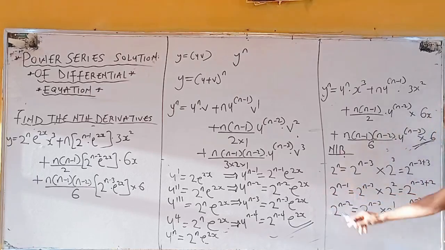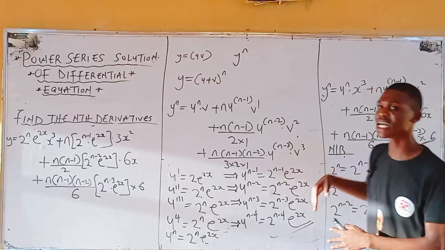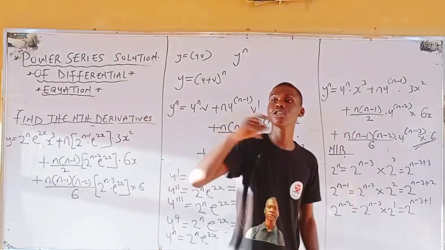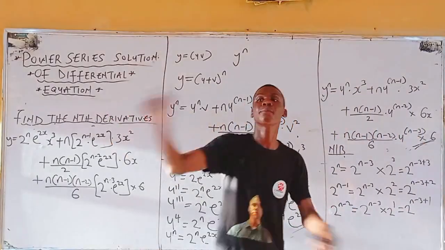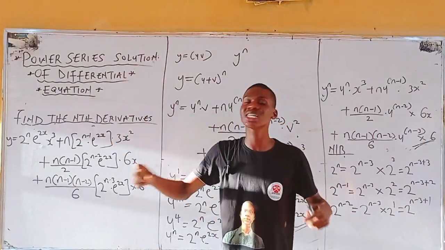Likewise, the last one, which is 2 raised power of n minus 2. It becomes 2 raised power of n minus 3 multiplying 2 raised power of 1. By indices, I have 2 raised power of n minus 3 plus 1. Negative 3 plus 1, what do you have? Negative 2. So, what I've just done here is that I express all function of 2 in such a way that 2 is having the same power, right? Meaning 2 is having the same power.